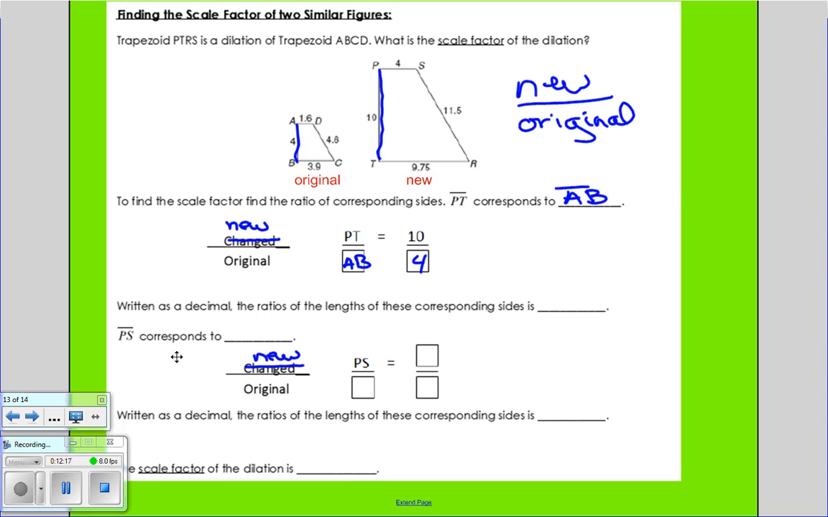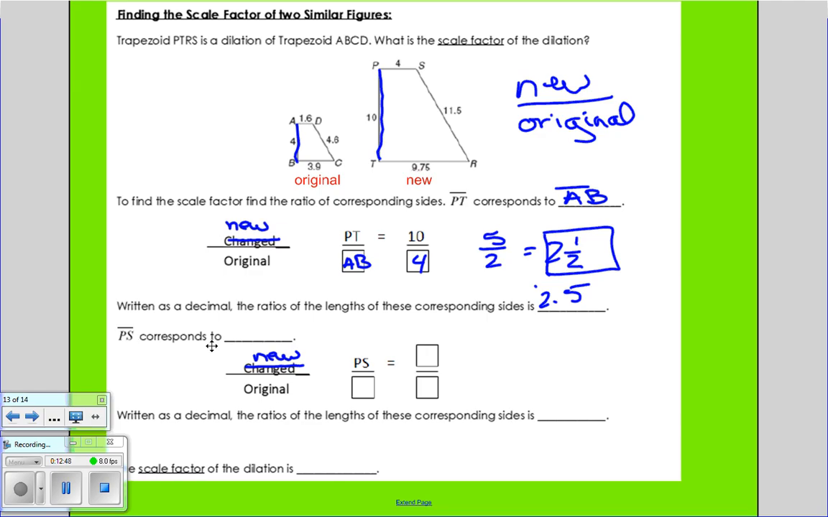PT corresponds to AB. And then what we do is we just reduce this. So that would be 5 over 2, which would be 2.5. And written as a decimal would be 2.5. Okay? You could leave it either way, actually. Now, if we look at the ratios in decimal form, obviously it's 2.5.